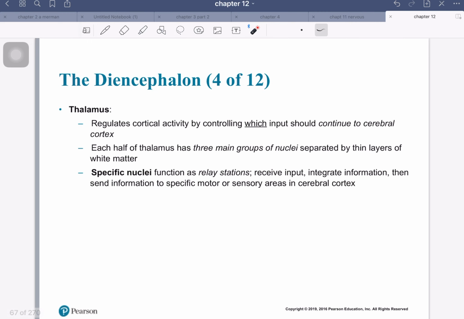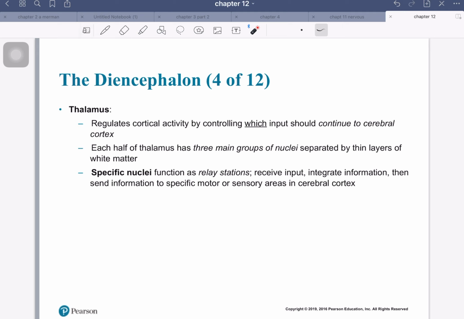So what does the thalamus do? It helps to control cortical activity by directing information from lower levels to the cerebral cortex. So it controls which input should go on to the cerebral cortex for processing. And each half of the thalamus has three main groups of nuclei. There are a lot of separate nuclei crammed within the thalamus, and at this level we're not going to go into all of them. There's quite a few of them, and each takes on its own list of functions.